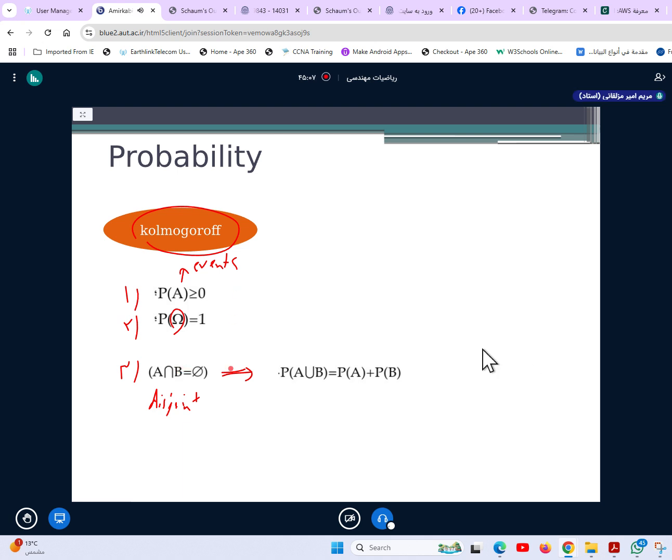Any question? Probability should be non-negative. The probability of the sample space is equal to 1, and if we have two disjoint events, the probability of their union is equal to the summation of their probabilities. Okay.